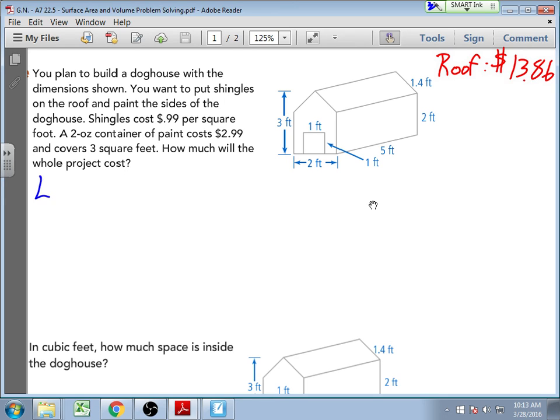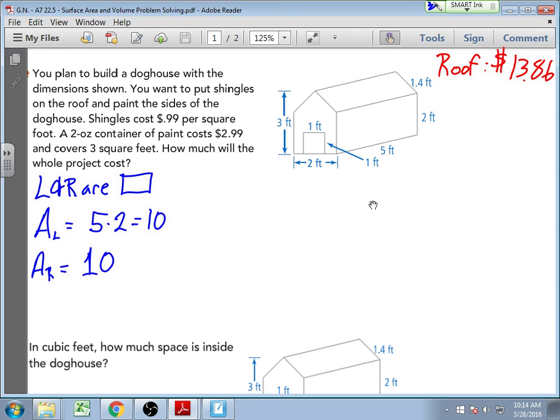So if I say left and right are rectangles, then I can say the area, I'm going to say A sub L, the area of the left, or I could say A sub R for area of the right. You just said it's 5x2. So 5x2, 10. So what would be the area of the right then? Wait, you gotta multiply that by 2. Yeah, or if I just keep track of all of them, I can say the area of the left is 10, the area of the right is 10, because I'm going to add these up in a little bit once I find all of my sides.